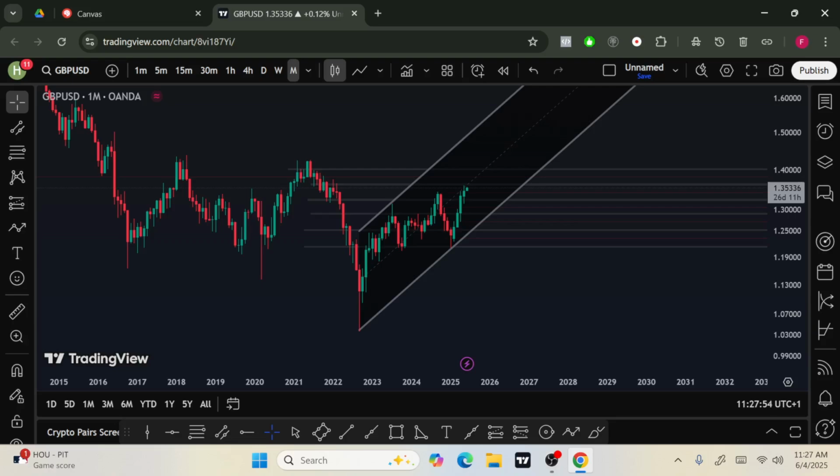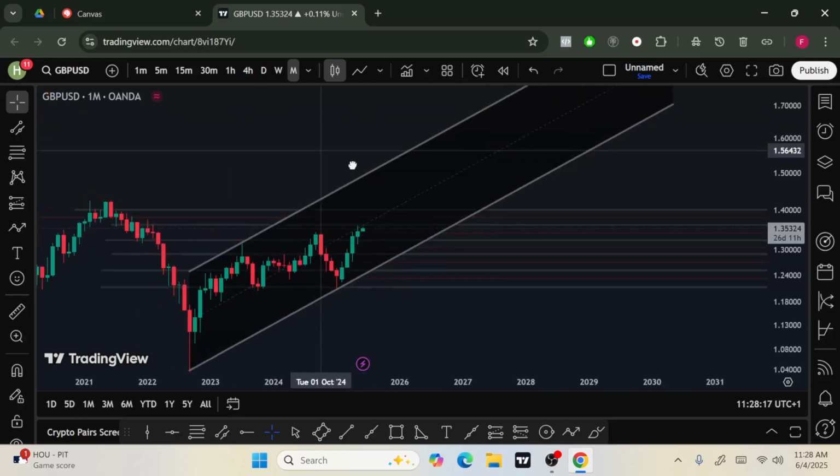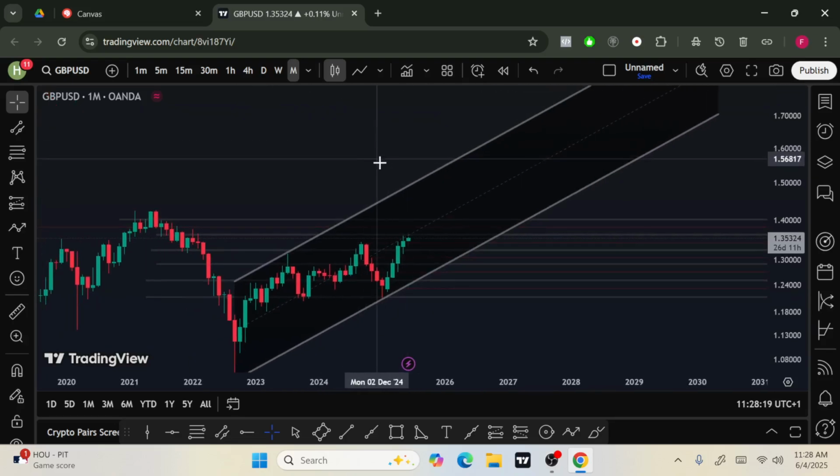So what's the challenge, guys? Now, 50% of this channel, in fact, it reacted. Now, this is it. Chart pattern is different from candlestick pattern. What you are looking at for chart pattern is the neckline.